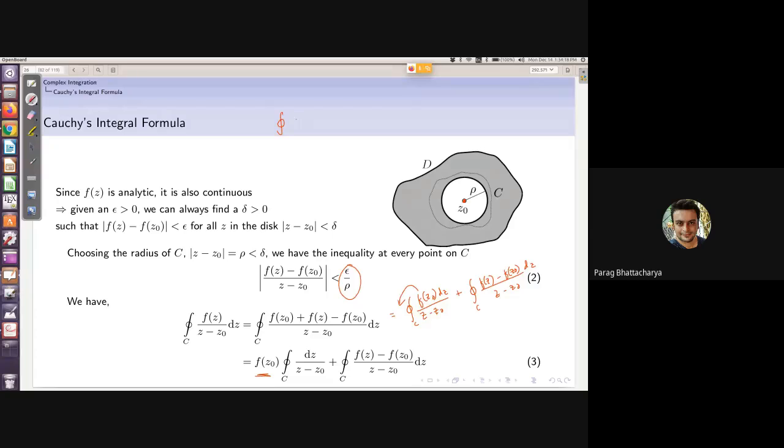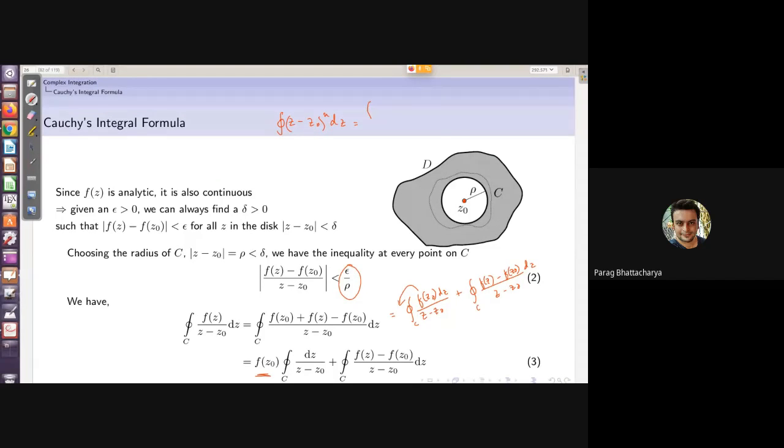The integration of z minus z naught to the power n into dz has two kinds of values. The first one is it will be 0 if n is not equal to minus 1, and it will be equal to 2 pi I if n is equal to minus 1, right? We have these two values. So if you put n equals minus 1, we have integration of dz by z minus z naught, and this result will be equal to 2 pi I.